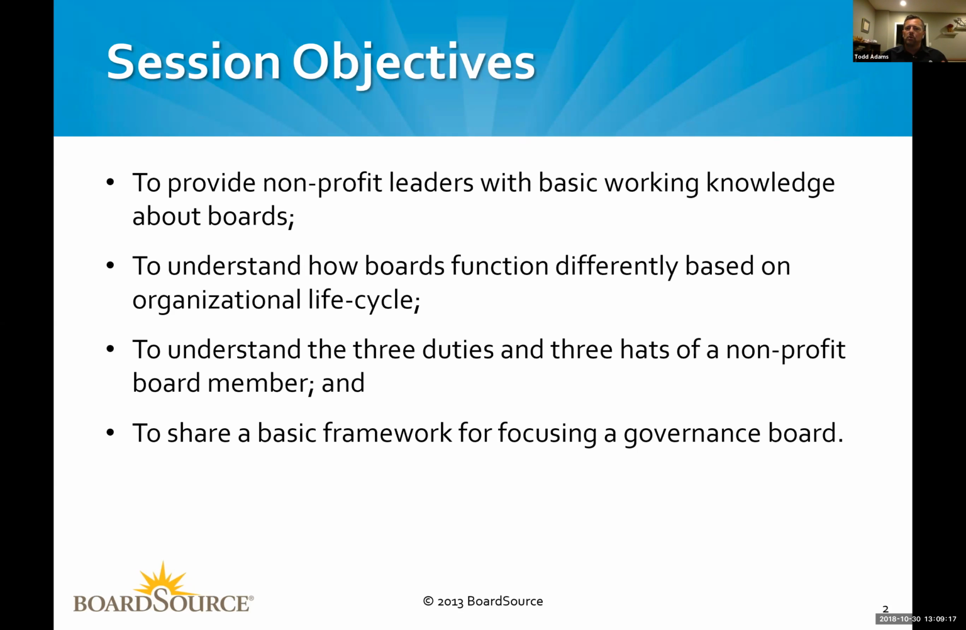We do have 4 movements to the presentation today. Again, use the question and answer features throughout the presentation, but I will intentionally stop at the end of each section to have time for question and answer, including at the end of the presentation. I'm looking forward to the time that we have in front of us today.